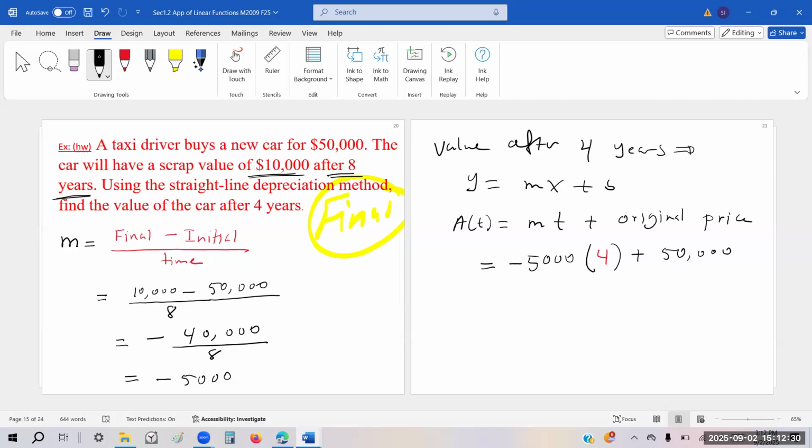30,000. So the answer here should be negative 20,000, positive 50,000, which is 30,000. So this is math, and the other method is logic. You can do both, but if you use logic, make sure you tell me your process. How did you figure that out?